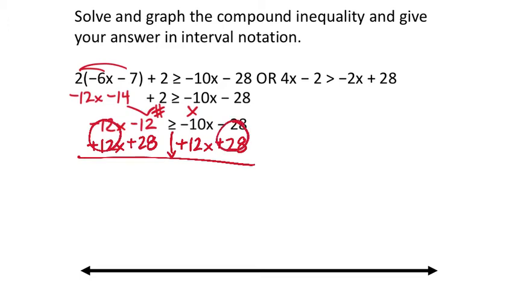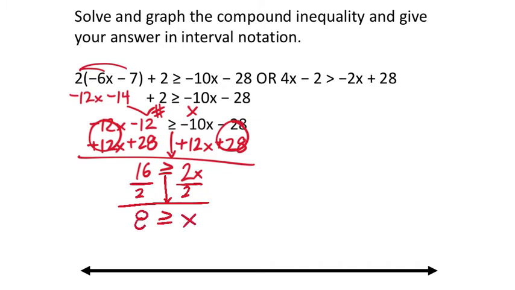Negative 12 plus 28 is positive 16. Again, addition and subtraction principles of equality do not affect the inequality itself. Negative 10x's plus 12x's. See this? Just by choosing the right side of the inequality, it forced that coefficient to be positive. So now, when I look to divide both sides by 2, I don't have to worry about flipping the inequality. Do you have to do it that way? Of course not. But now I have 8 is greater than or equal to x. And again, just like we did on the last problem, before I graph that, let's see what the next one produces for us. And we're still in an or statement.